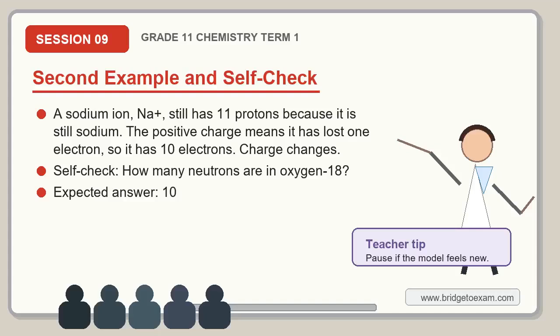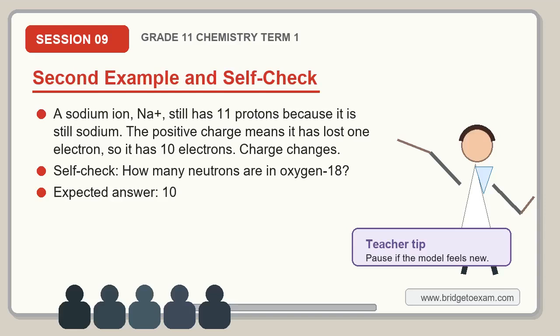Here is a second example. A sodium ion, Na+, still has 11 protons because it is still sodium. The positive charge means it has lost 1 electron, so it has 10 electrons. Charge changes electron count, not proton count.